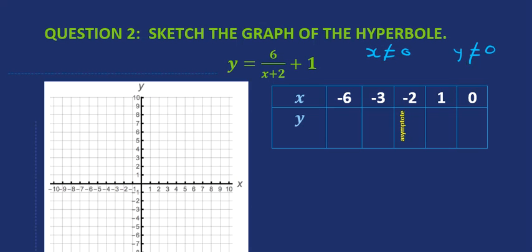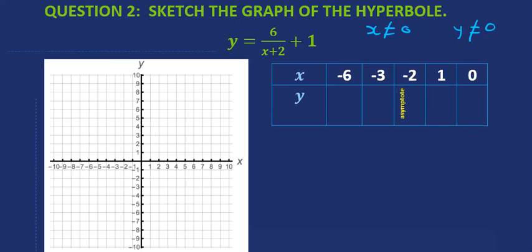But this hyperbola has shifted, so it will have new asymptotes. And how do we find those asymptotes? Very easy. For x, we'll just take the denominator part of the fraction, so x plus 2, and equate that to 0. If we solve that, we'll find that this function will have the x asymptote at x equals -2. So we draw a dotted line at x equals -2.